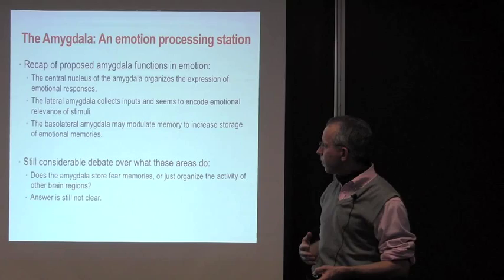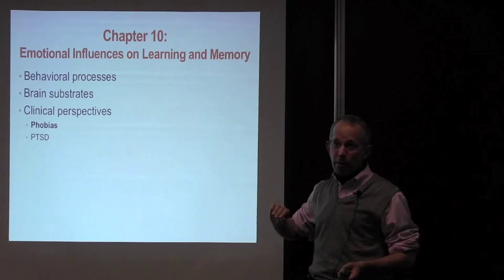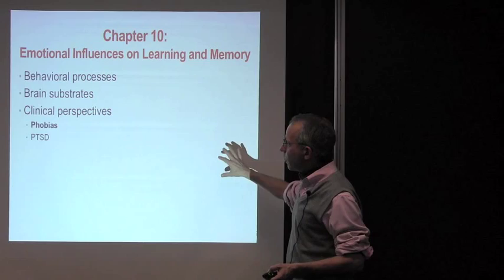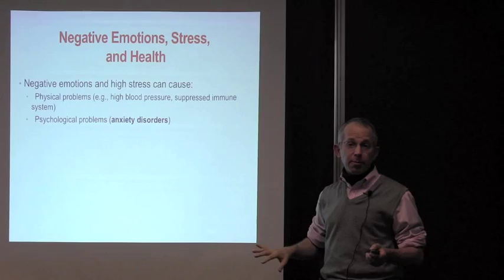So I'm going to skip over this section here. I just want to talk now about the clinical perspectives for a bit, and then I'm going to turn over to Mohammed, who will talk a little bit more about that. So the two areas of relevance are phobias. Phobias involve negative emotions and high stress. Negative emotions and high stress can cause physical and physiological problems, particularly anxiety disorders.